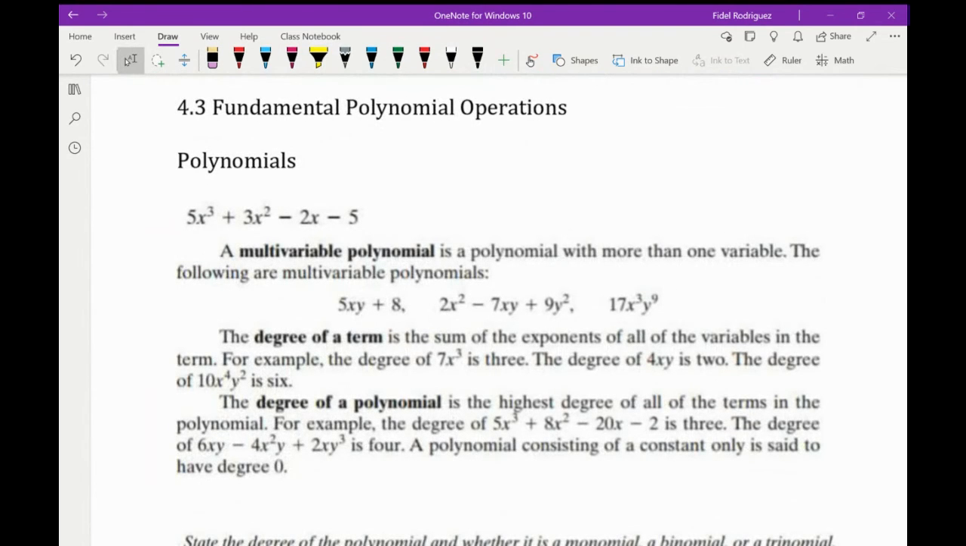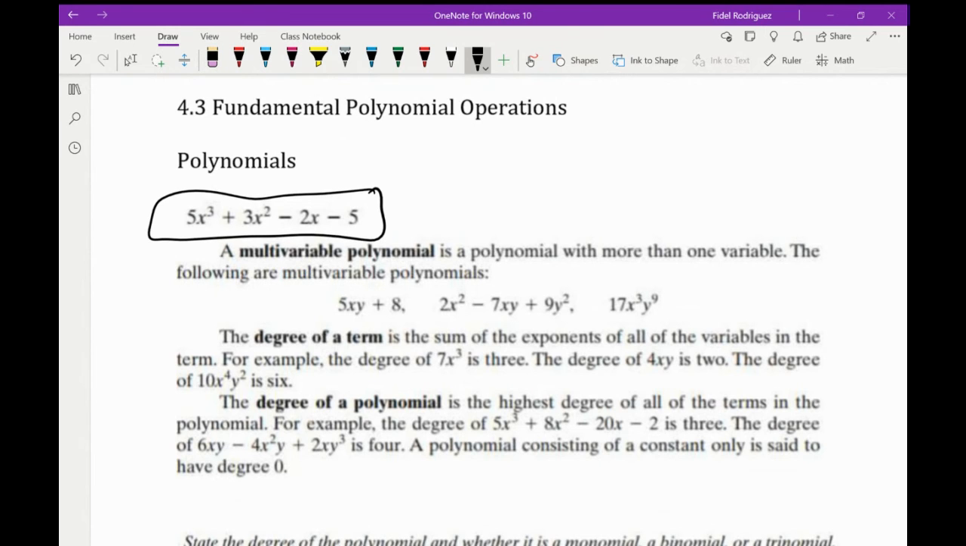Okay, so I'll tell you what, let's do a little bit of 4.3, and we can at least get to the introduction part to it. And so 4.3 is fundamental polynomial operations. And we have something called multivariable polynomials, which is when we have more than one variable, right? So this is what a polynomial looks like, guys.